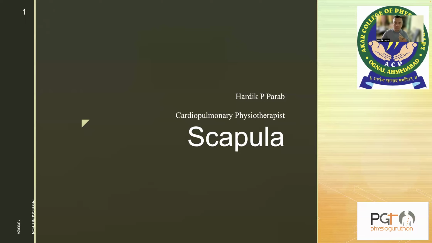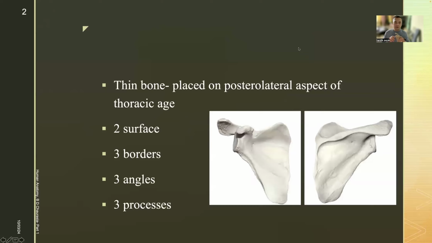So the first thing we see is where this bone is present. This is a very thin bone, and it is placed on the posterolateral aspect of the thoracic cage. So this is my thoracic cage, and the bone is placed over here. So this is your scapula bone.